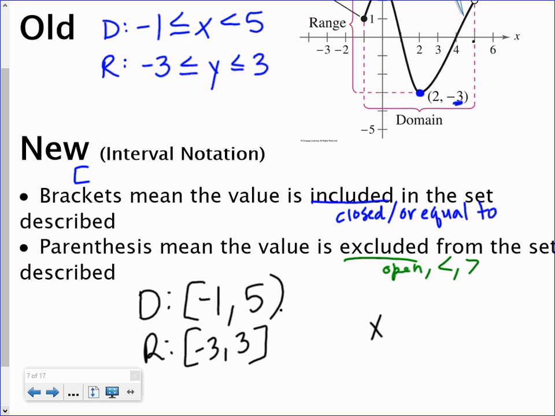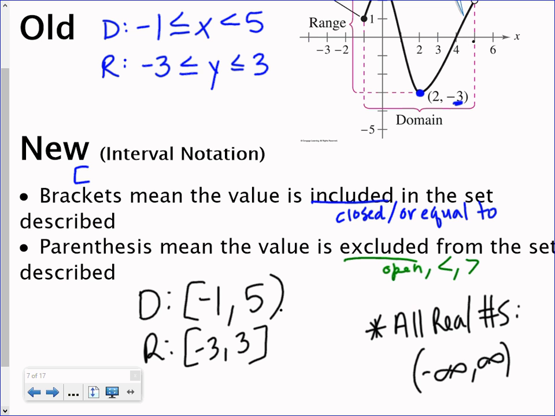And maybe make a note somewhere in your notes about all real numbers. Haley will know this. All real numbers is just negative infinity to positive infinity. You always, with the infinities, use parentheses, because you can't include infinity because that's not really a thing, it just keeps going. So you always use parentheses with infinities.